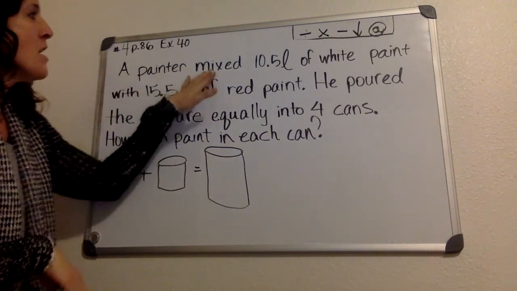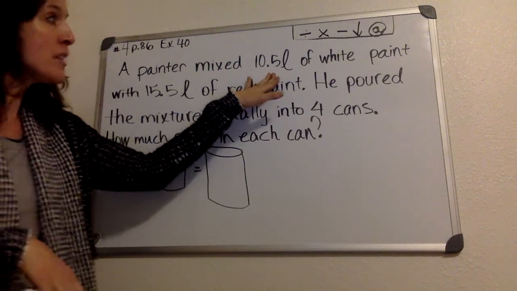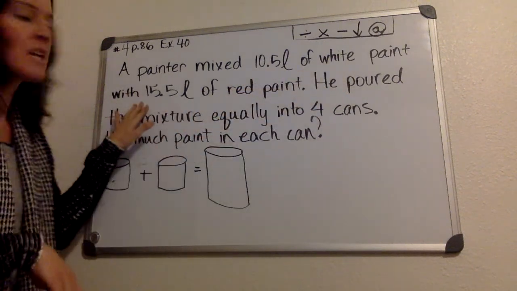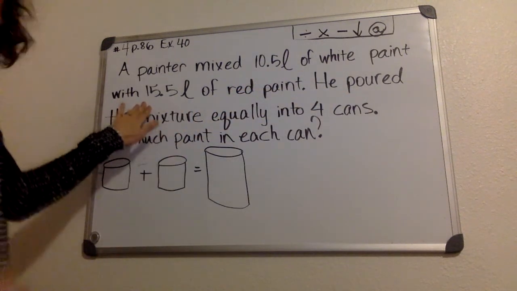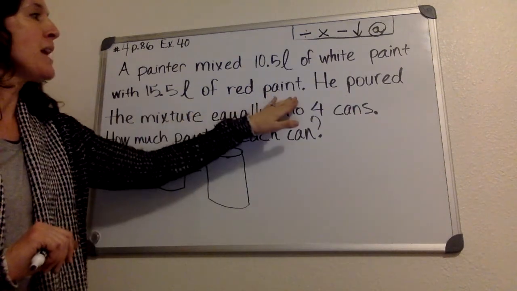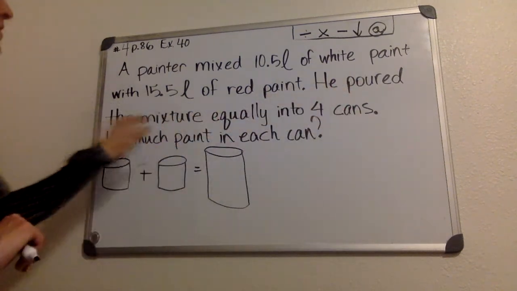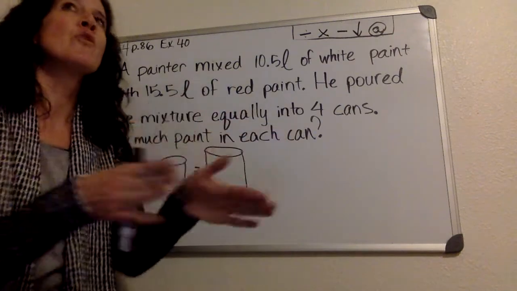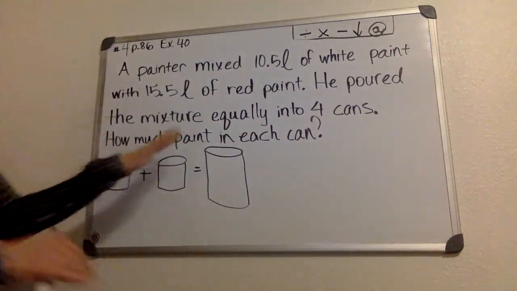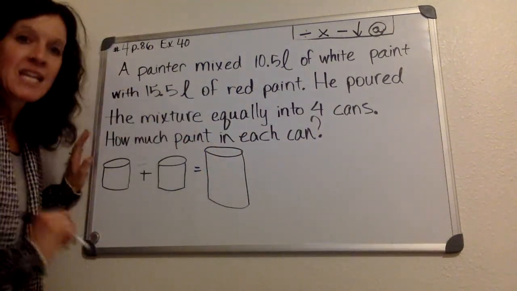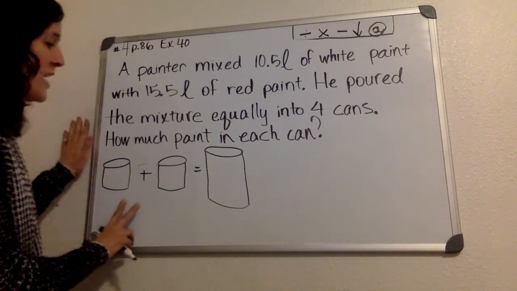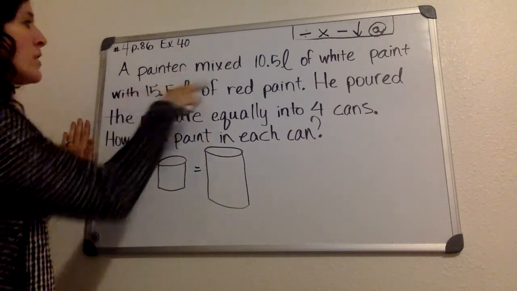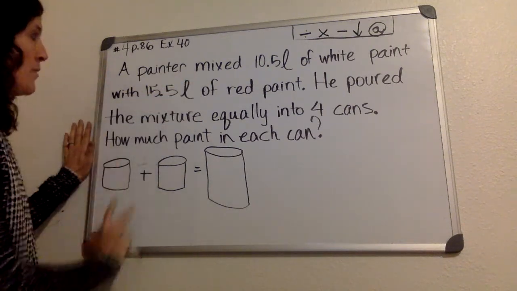A painter mixed 10.5 liters of white paint with 15.5 liters of red paint. He poured the mixture equally into 4 cans. How much paint is there in each can? All right, well, let's go ahead and see what we've got again. We're going to read the first sentence again to see what I have.